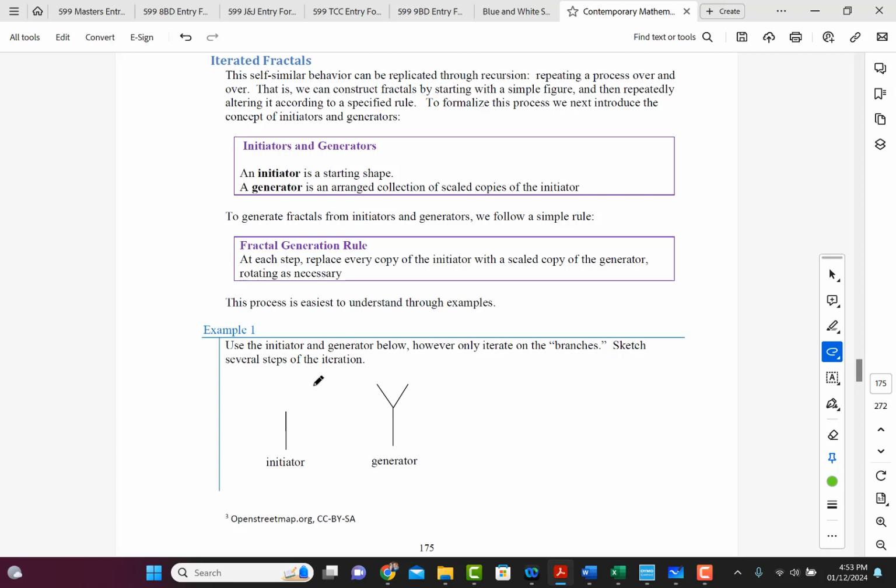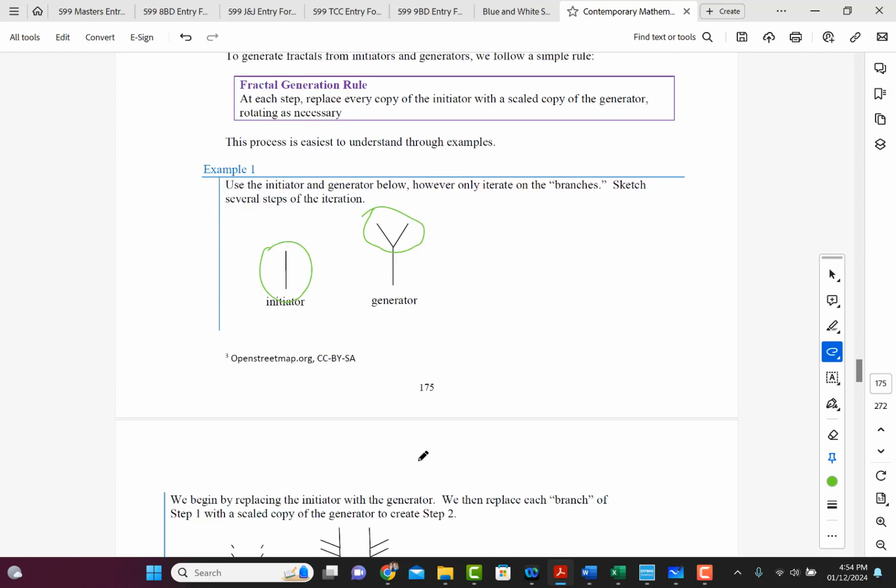Okay, so let's take this example one here. It says use the initiator and generator below, however, only iterate on the branches. Sketch several steps of the iteration. Okay, so here's the initiator, and then here's the generator. What we're going to do is split this up, but we're only going to split the branches. So every time we split, we're going to split on the branches. Okay, so how would that look? Let's scroll down and we'll see.